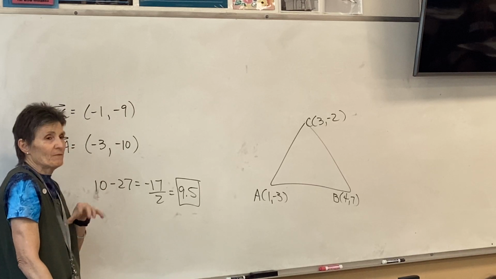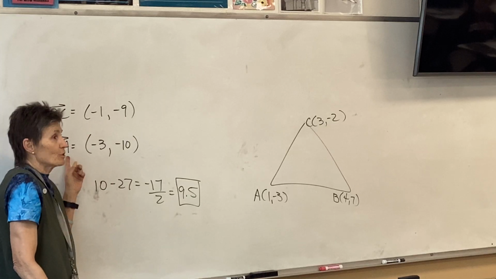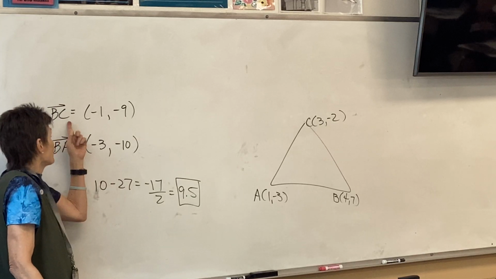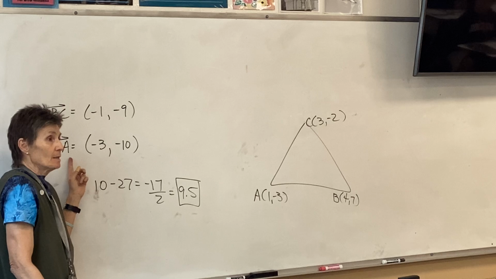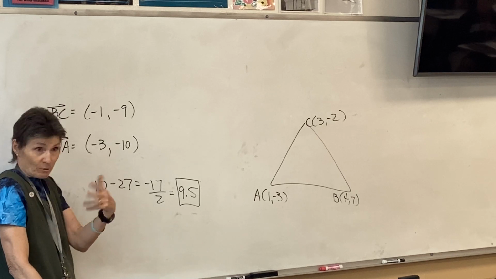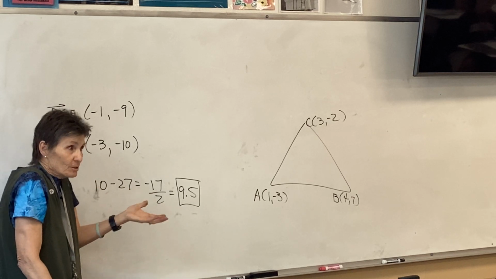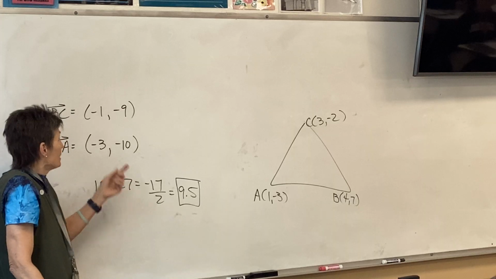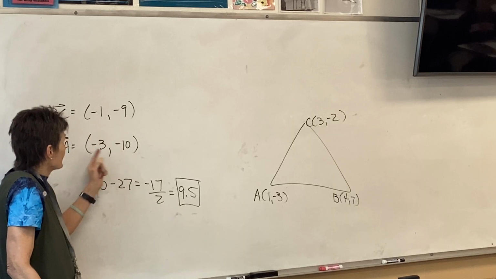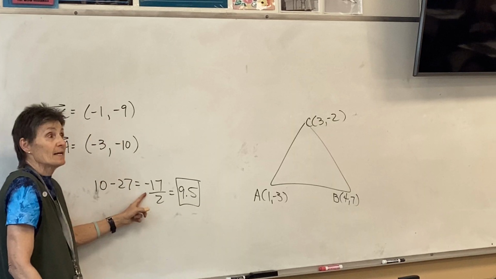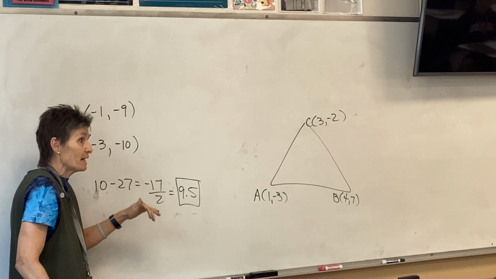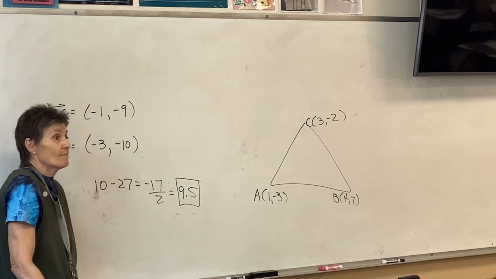I purposefully chose vectors that you probably didn't. I used BC and BA to see if we got the same answers, to make sure you understand you can do different things. So then I did my determinant, 10 minus 27. I got negative 17. I dropped the negative, divided by 2, so 17 over 2.